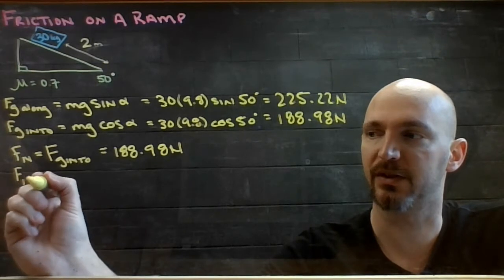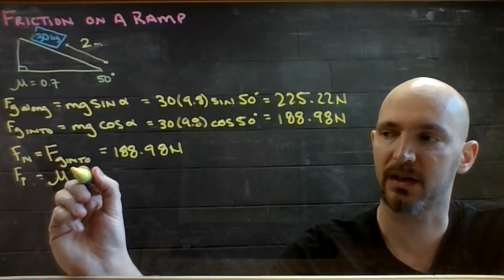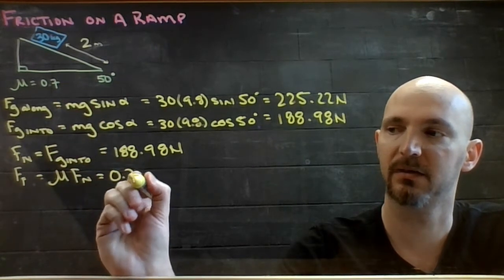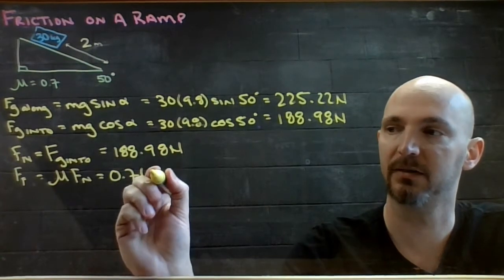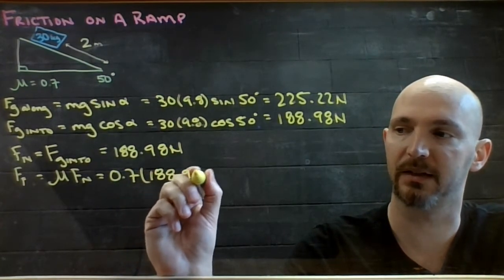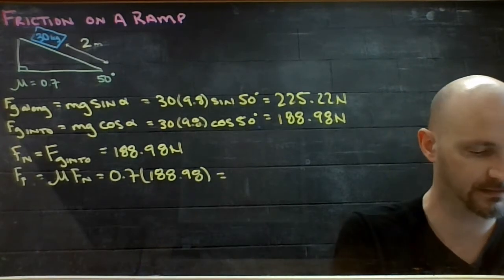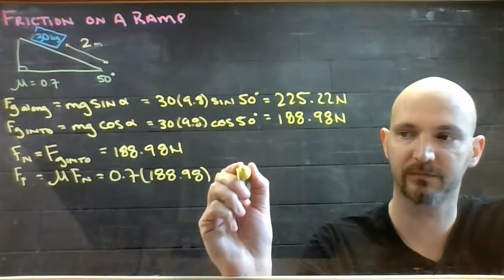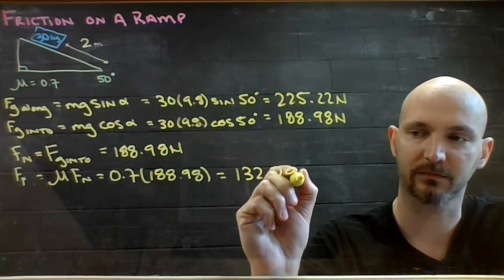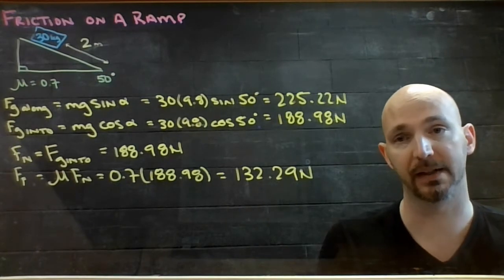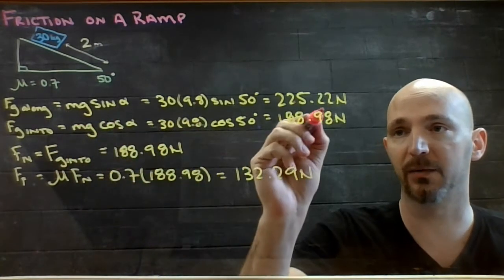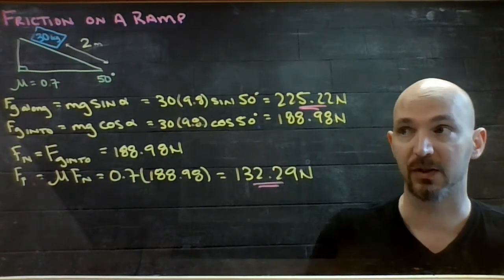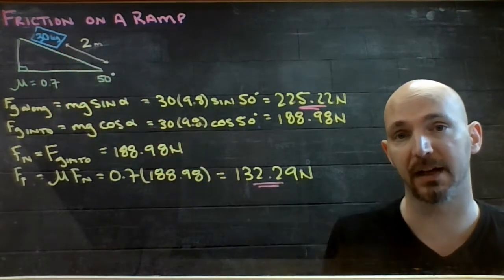And I have a force of friction that is mu times the normal force, which happens to be 0.7 multiplied by this number here, 188.98, for a total of 132.29. So in this particular example, the force going along the ramp, right, there's my driver, 225, is greater than the friction. So this block is going to be able to slide down the ramp.